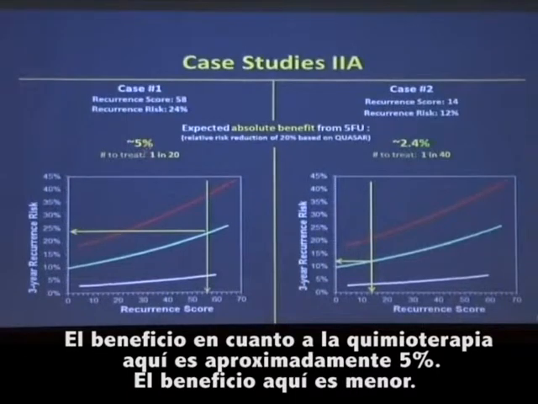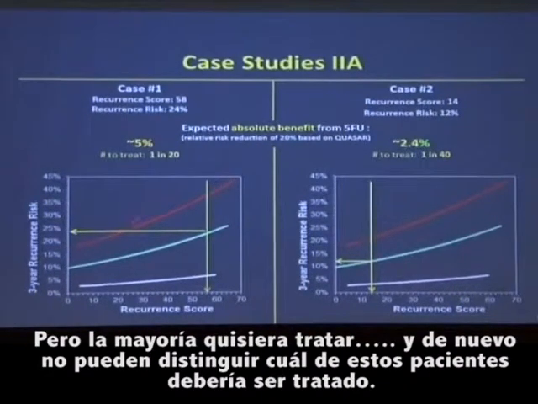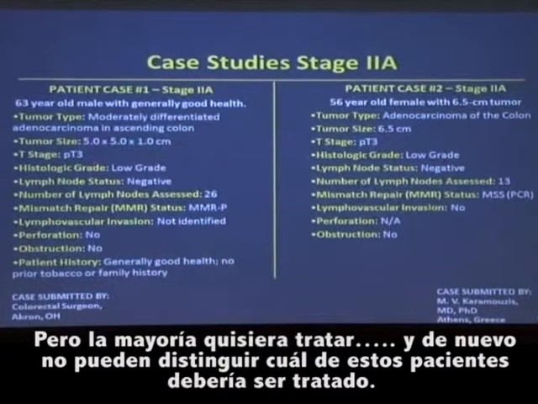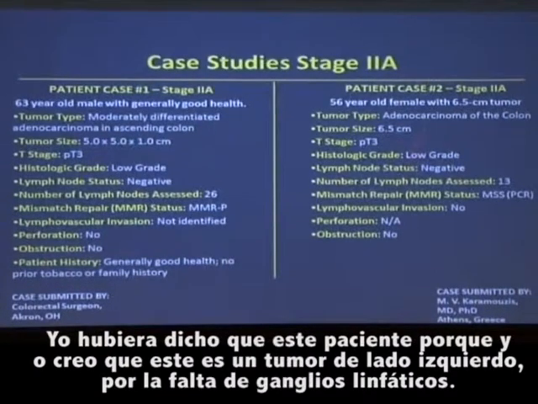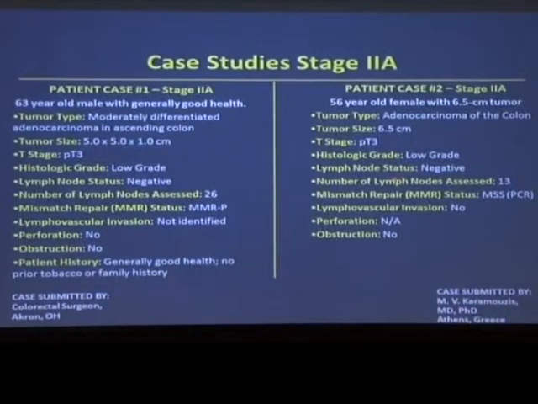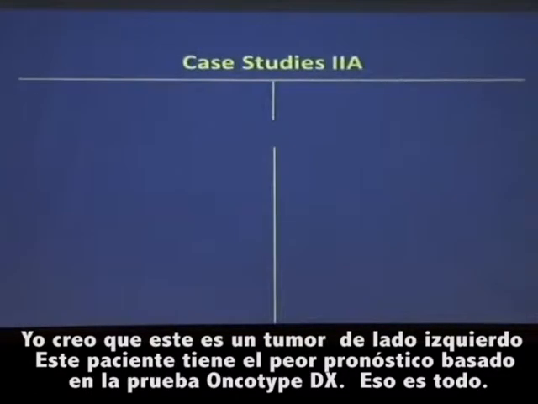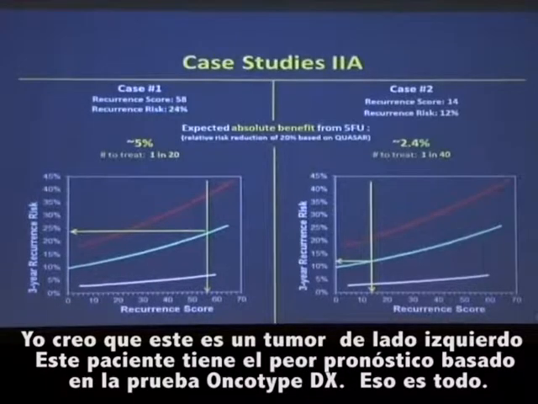Okay, so the benefit in regards to chemotherapy is about 5%. The benefit here is lower. But most people will want to treat. And again, you cannot distinguish which of these patients should be treated. I would have said this patient because I think this is a left-sided tumor because of the lack of lymph nodes. I think this is a left-sided tumor. But this patient has the worst prognosis based on the Oncotype DX score.